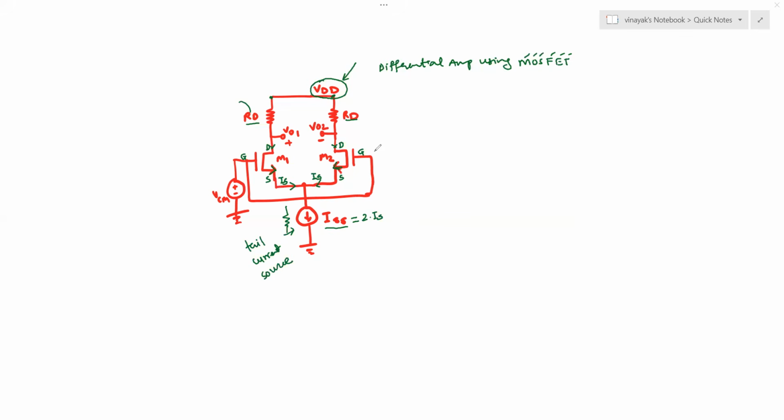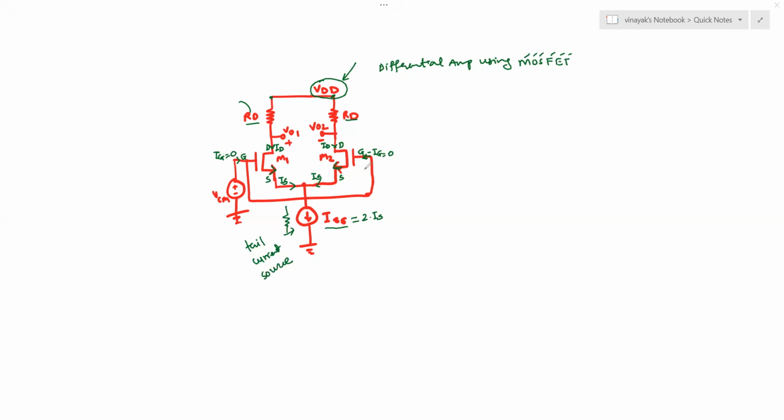Now I would say IG is equal to 0, which is the current trying to enter the gate pin of the transistors. So here also IG is equal to 0. And that's your drain current. Let me write here drain current ID as shown by the direction of the arrow.